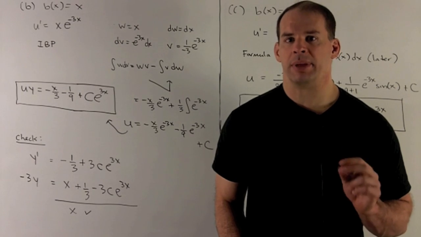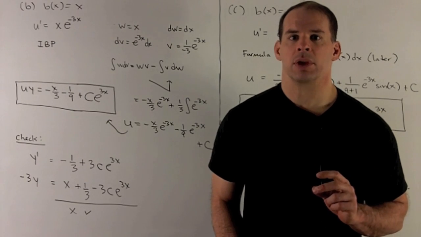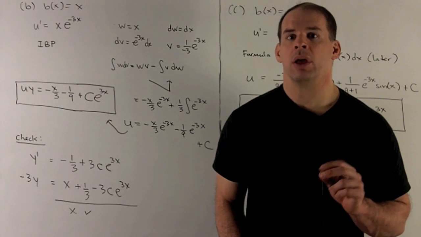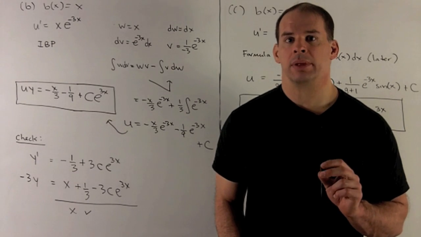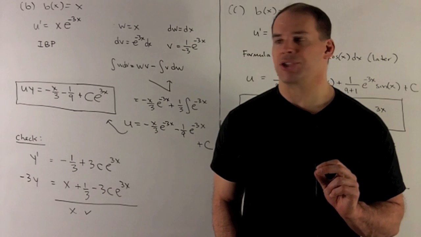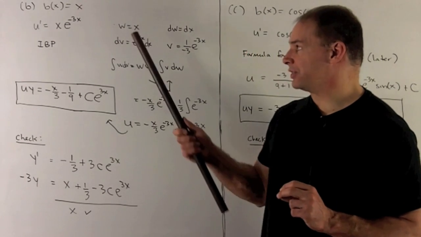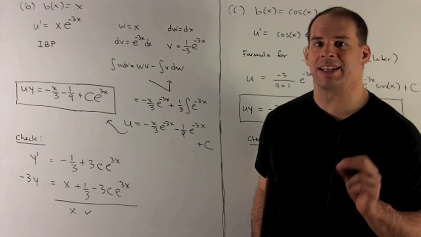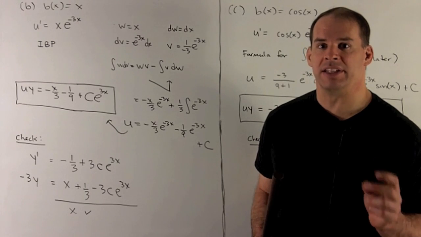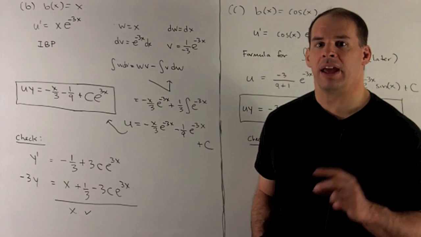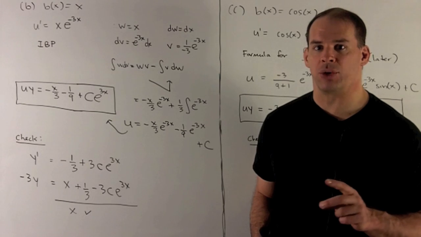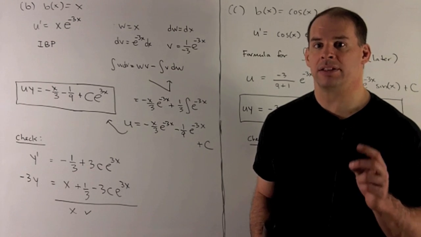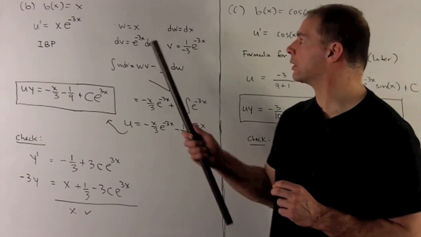Next part, b of x equals x. So our u prime equals x times e to the minus 3x. We want to take the antiderivative of this. That's going to be an integration by parts. We let w be equal to x, dv equal to e to the minus 3x dx, then dw is equal to dx, and v is equal to, we take the antiderivative, that minus 3, we flip it over, and then I have e to the minus 3x.